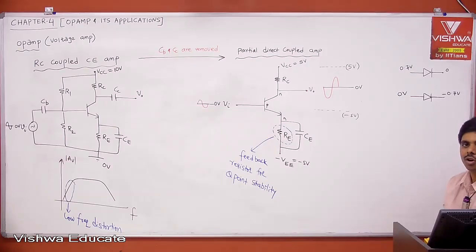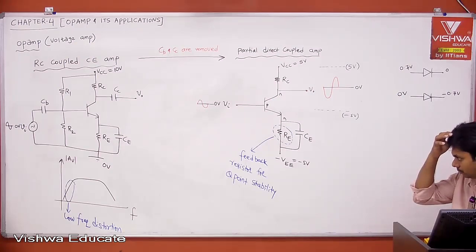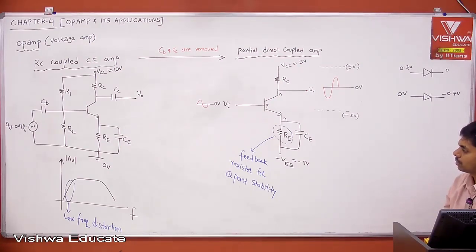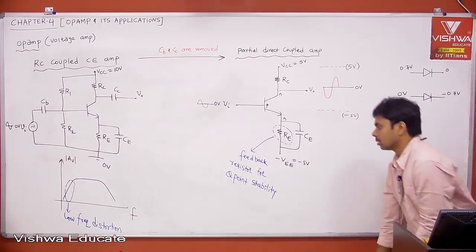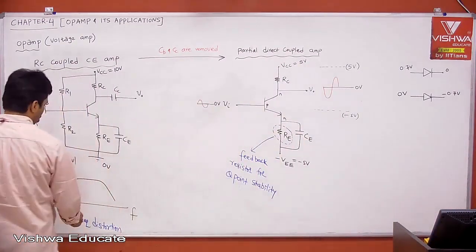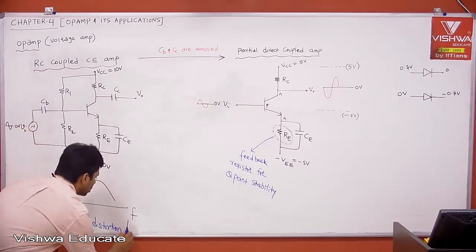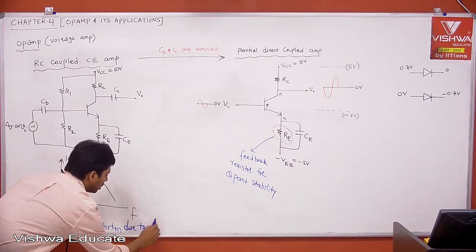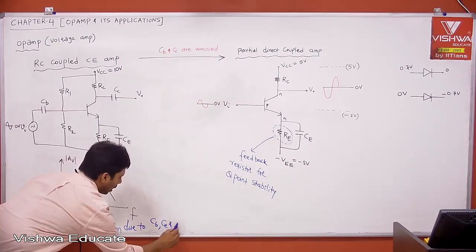That is the reason why your op-amp has a dual power supply, plus VCC and minus VEE or minus VCC. You can write here the low frequency distortion due to CB, CE and CC.